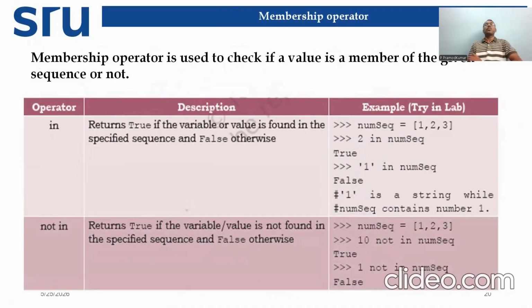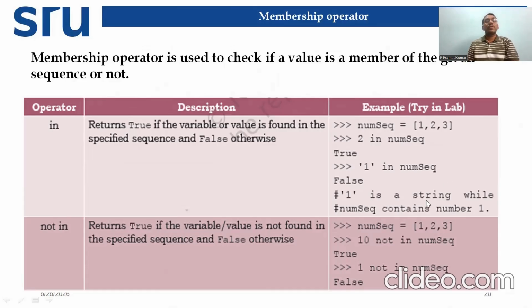Right, membership operator. This is one of the important operators among all the operators in Python, where this operator is used to check if a value is a member of the particular sequence or not. If you have a set of values with you, to check whether a particular member is present in that set or not, we can use the membership operator. So here membership operators are of two types. One is in, other one is not in.